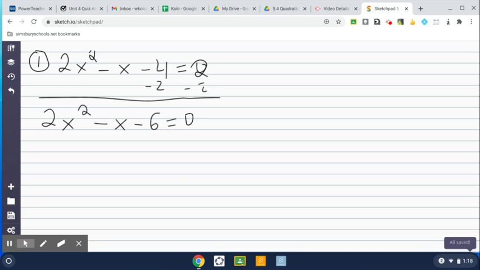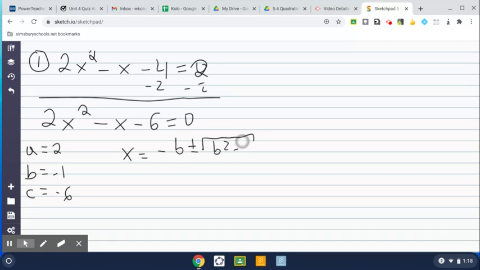Okay, so let's identify the value of a, the value of b, and the value of c. A is equal to 2, b is equal to negative 1, and c is equal to negative 6. So quadratic formula is x equals opposite of b plus or minus square root of b squared minus 4ac, and everything divided by 2 times a. So let's take our time and substitute this, and then we'll follow arithmetic.